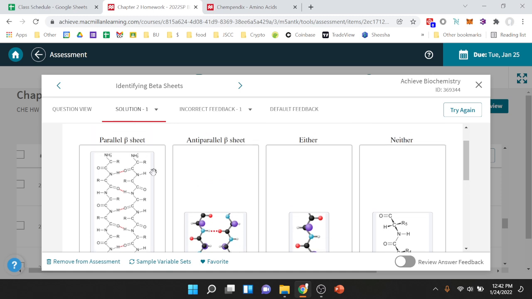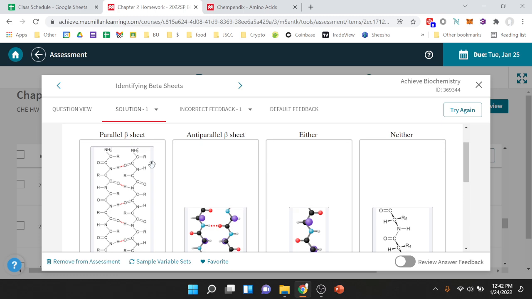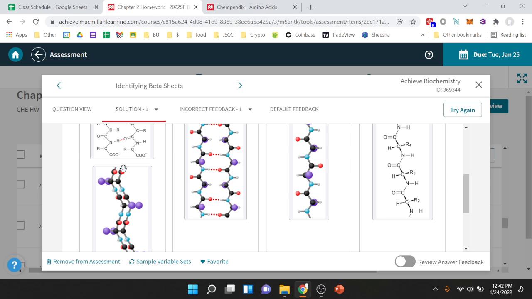Okay. This one here, they're the same, aren't they? Oxygen, oxygen, nitrogen, nitrogen, oxygen, oxygen. See that? You guys see how they're lined up? So they're parallel, aren't they? So that has to be a parallel beta sheet. We go on to the next one.